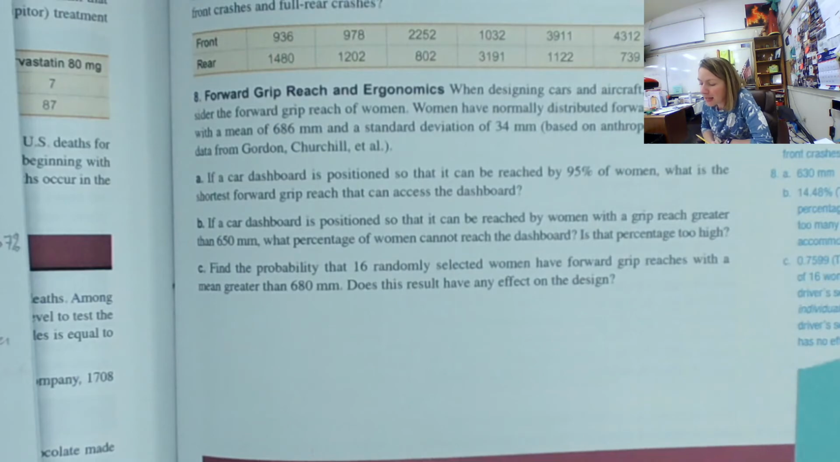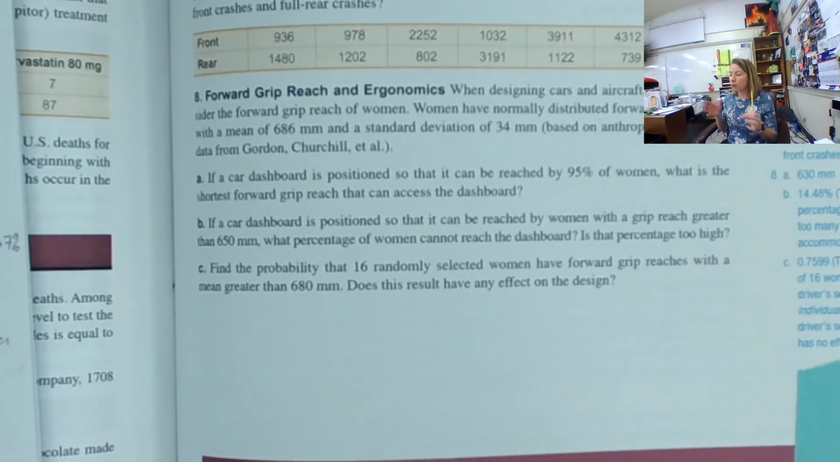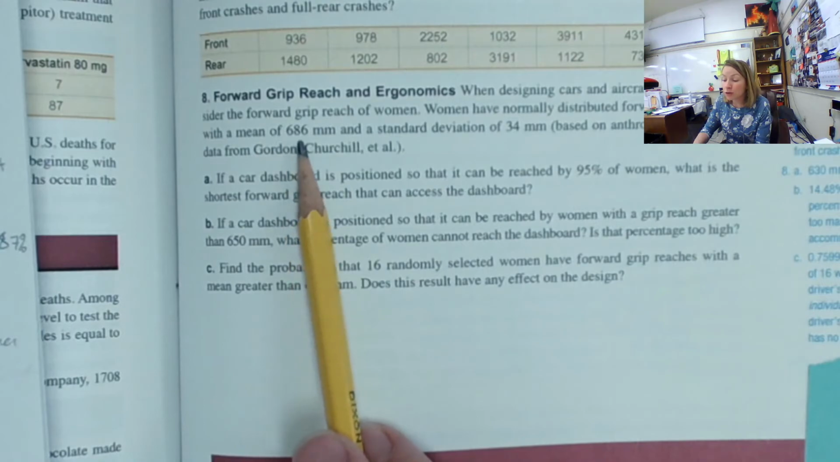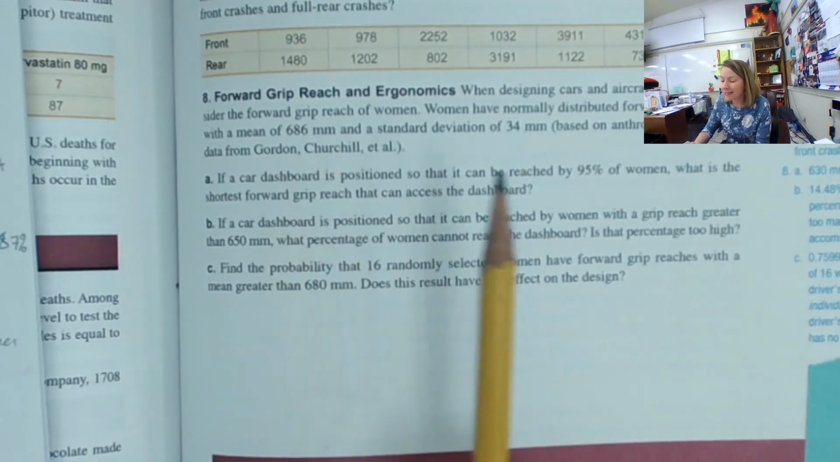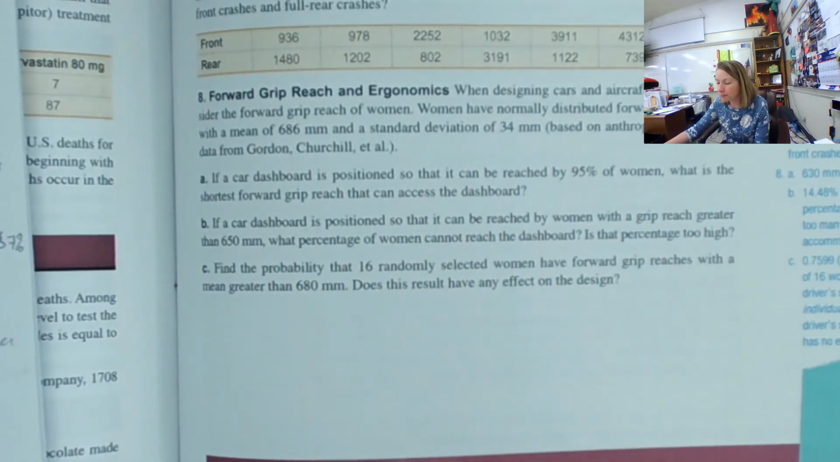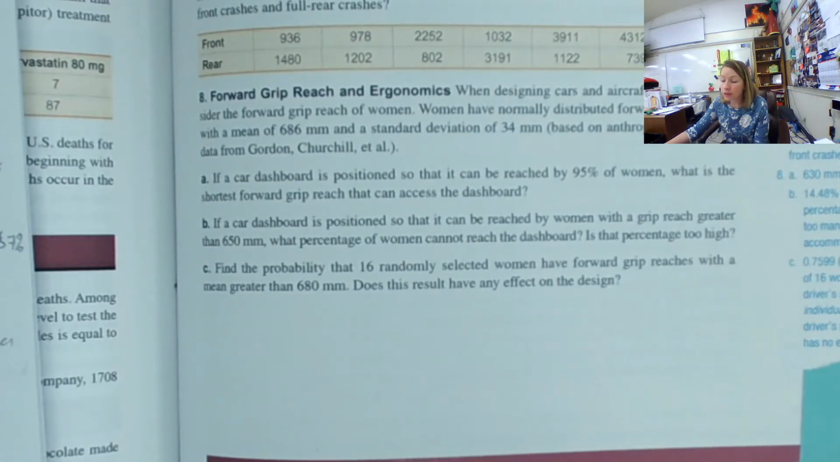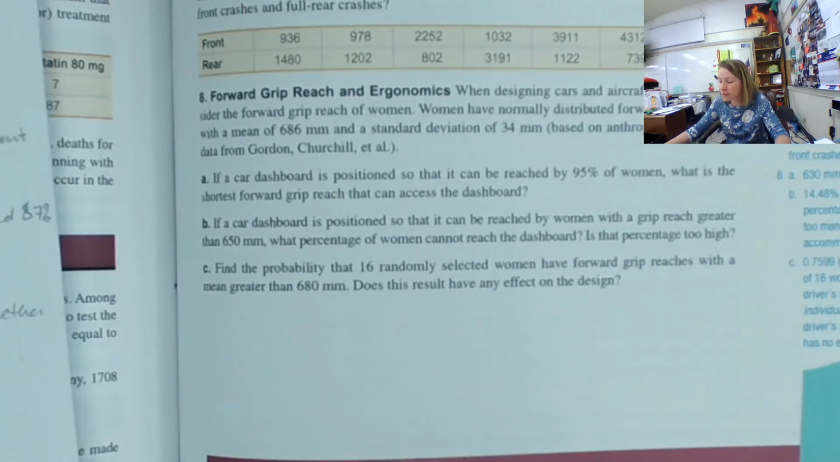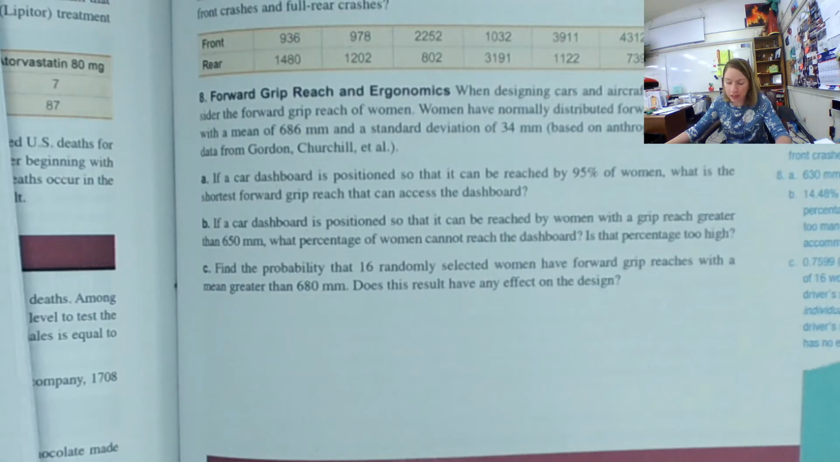So we're looking at designing cars and aircraft. We must consider the forward grip reach of women. Women have normally distributed forward grip reaches, so that's how far forward you have to reach, right? And with a mean of 686 and a standard deviation of 34. So the car dashboard is positioned so that it can be reached by 95% of women. And what is the shortest forward grip reach that can reach it?